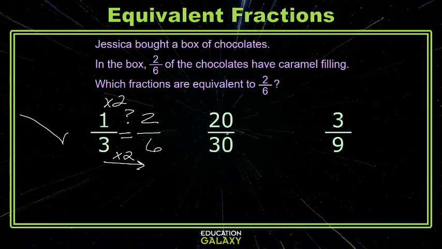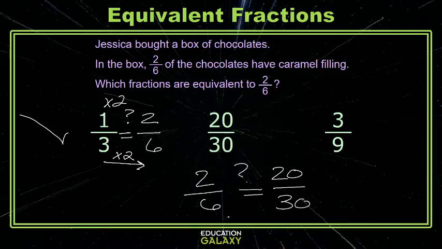How about 20/30ths? Let's write that down here so you can see a little better. Is 2/6 equal to 20/30ths? Well, how do I get from 6 to 30? I multiply by 5. If I multiply 2 by 5, I get 10, not 20. That middle one is not correct.